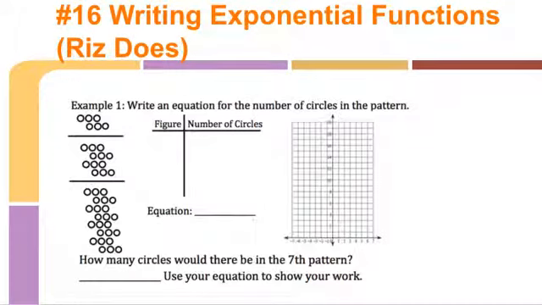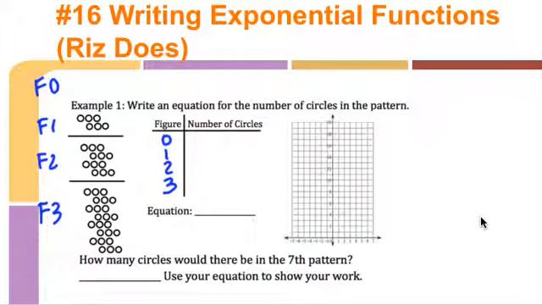Okay, so here's the first example. It says, write an equation for the number of circles in the pattern. Okay, so if we look at this pattern, we'll call this figure 1, figure 2, and figure 3. And we want to leave enough room for a figure 0 because that's really where it starts. Okay, so we'll say 0, 1, 2, 3.